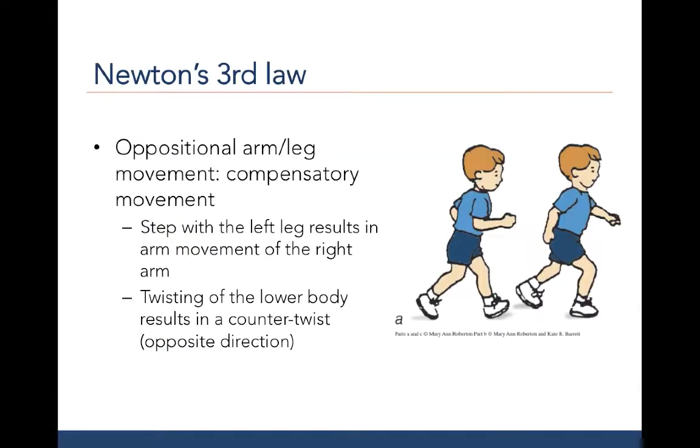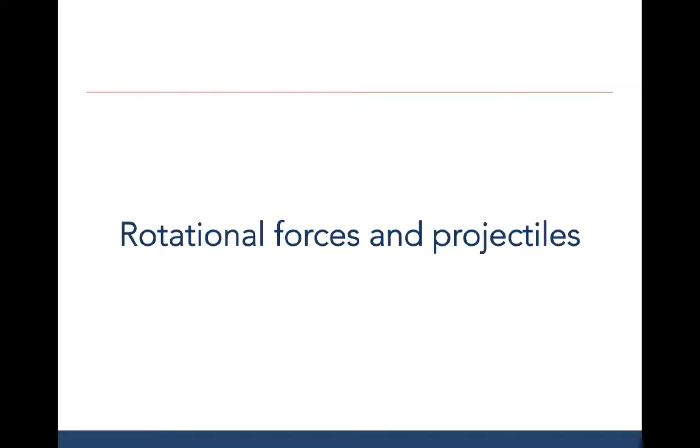Another application of Newton's third law is the way in which our bodies naturally compensate for different segmental motion. For example, when we walk or run, there's a compensatory movement on the opposite side of the body. So, when I take a step with the left leg, this results in a right arm movement. Similarly, when you twist your lower body, this results in a counter twist in the opposite direction for the upper body. Before moving on to the next section, let's just recap.